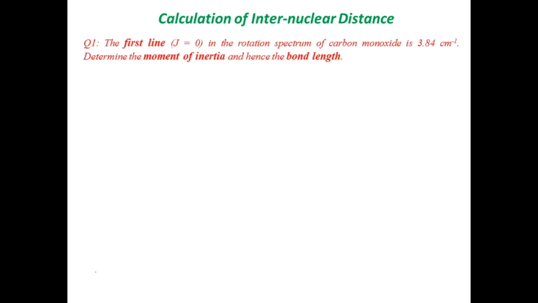Next, we are going to solve a problem to calculate the internuclear distance of a rigid diatomic molecule. The question is: the first line in the rotational spectrum of carbon monoxide is 3.84 cm inverse. Determine the moment of inertia and bond length. Given that the first line in the rotational spectrum occurs at 2B, the given value of 2B is 3.84 centimeter inverse. So we can write B is equal to 3.84 by 2, that is equal to 1.92. That is the first step.